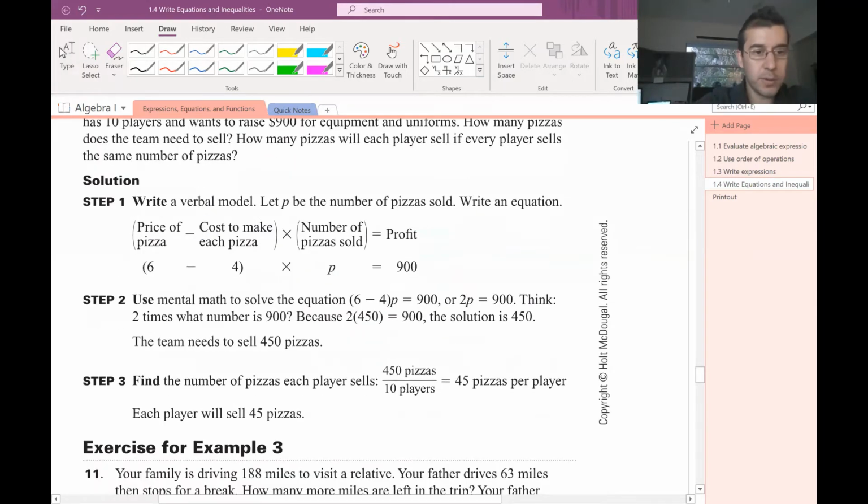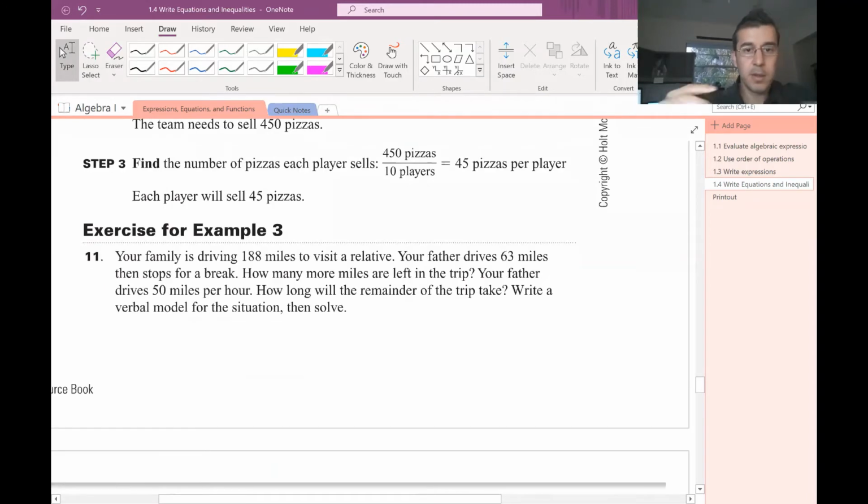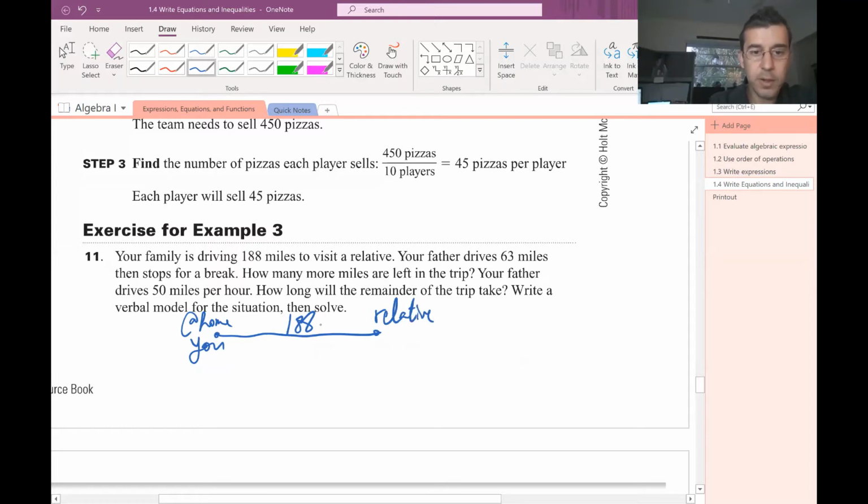And we have more. 11, one more. Okay. So your family is driving 188 miles to visit a relative. So this is you at home, and this is your relative. And you're driving 188 miles. Your father drives 63 miles. So your father drives 63 miles, I don't know, it's somewhere here. Your father drives, then stops for a break. So this is a break.